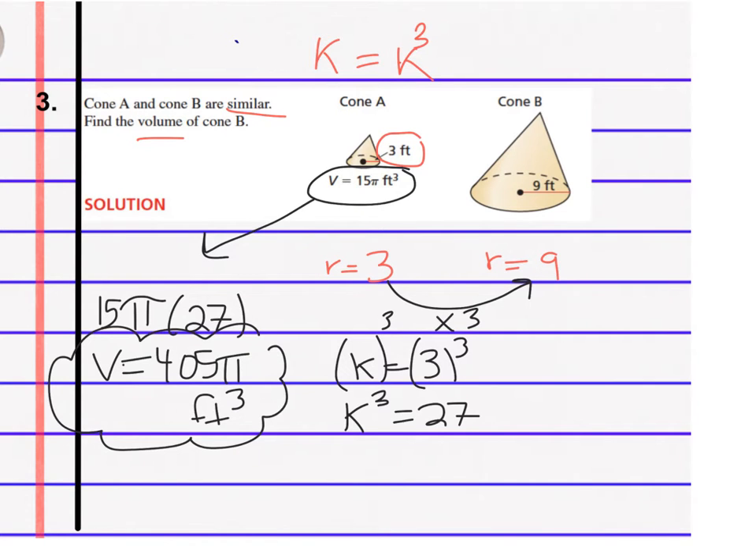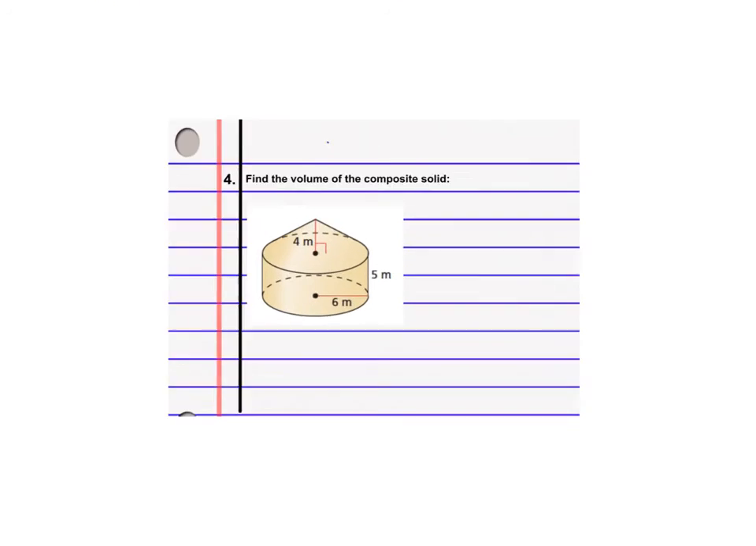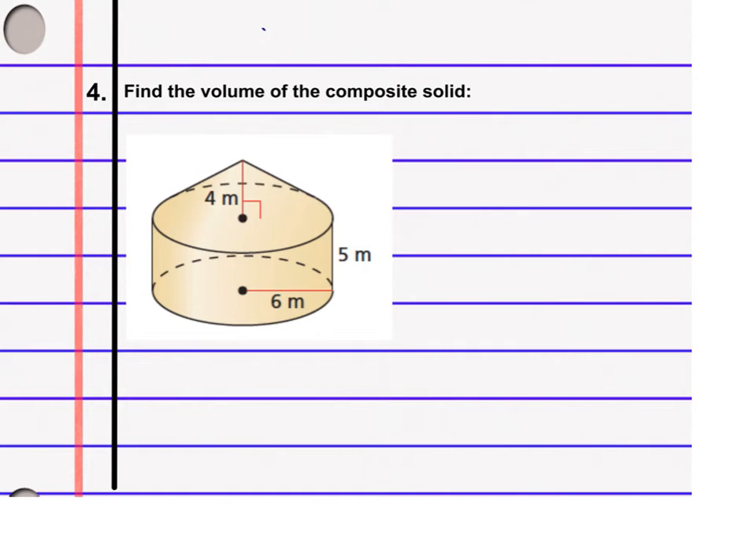And again, I'm going to leave it in terms of pi, but you certainly can multiply it out if you want. That's fine to do. All right, let's look at example 4. Find the volume of the composite solid. So we need to find the volume of the cylinder, and we need to find the volume of the cone and add them.